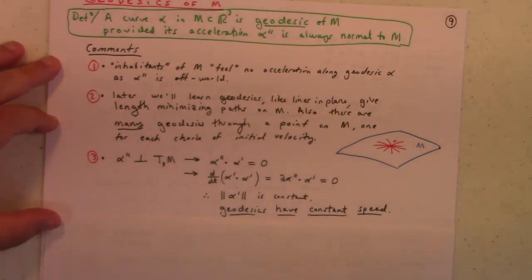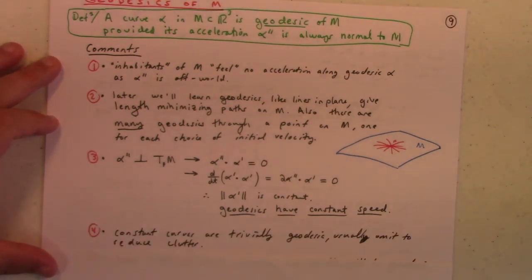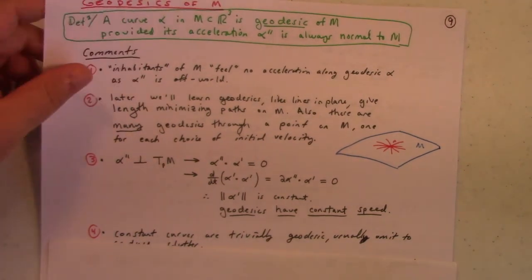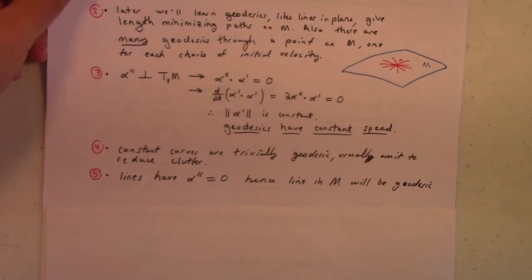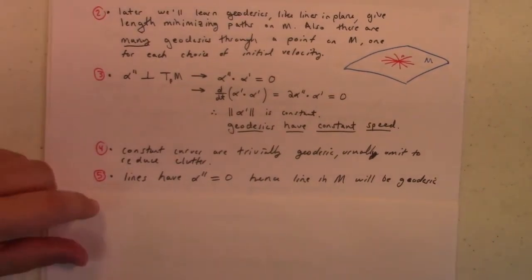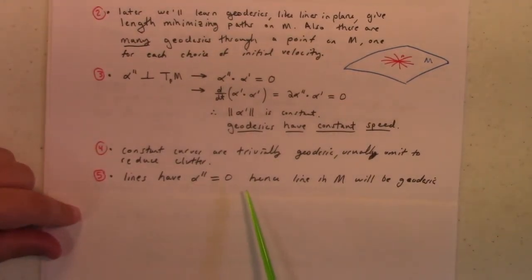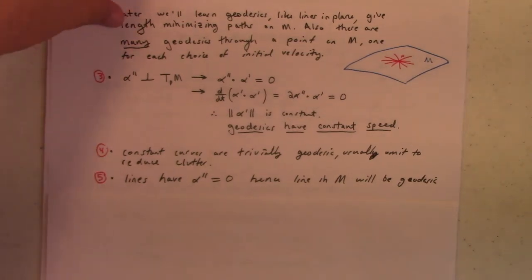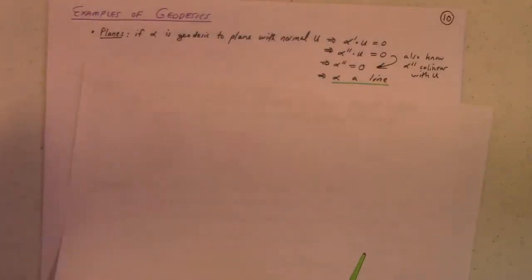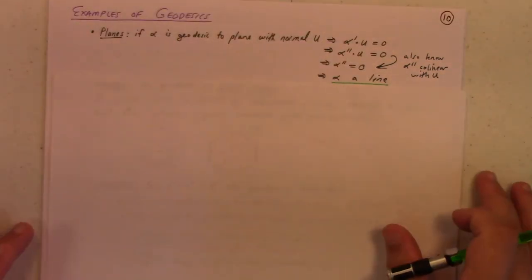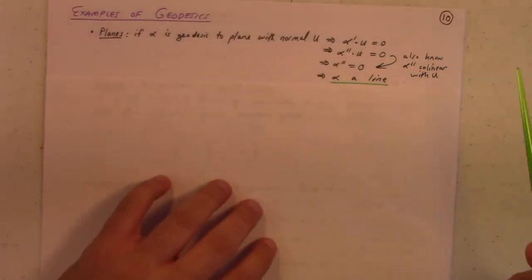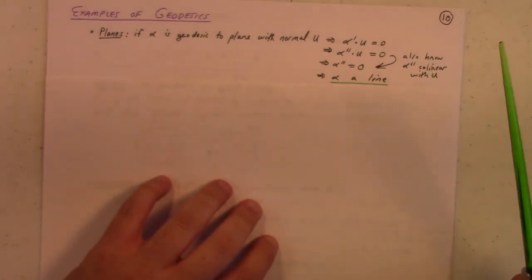All right. Four, constant curves are trivially geodesic, but we don't talk about those too much, except that we did talk about them. That's it, though. Lines have acceleration 0, hence a line in M will be geodesic. All right, so those are some useful, simple comments. Here are some simple examples, trying to keep it simple. Although simple is not an entirely simple term in math, if you keep going. By the way, simple has a technical meaning.